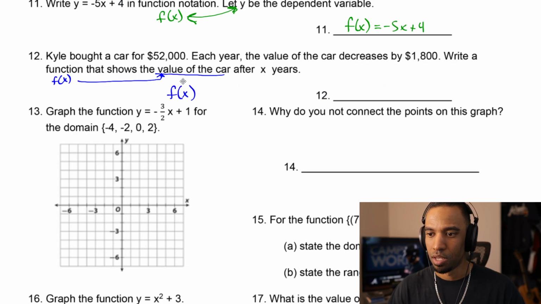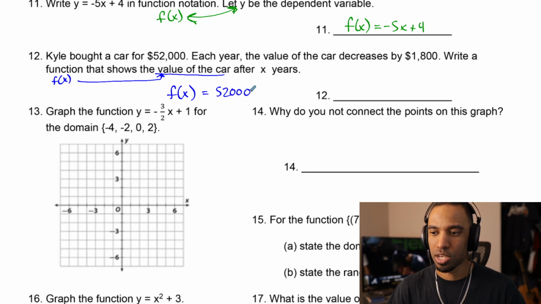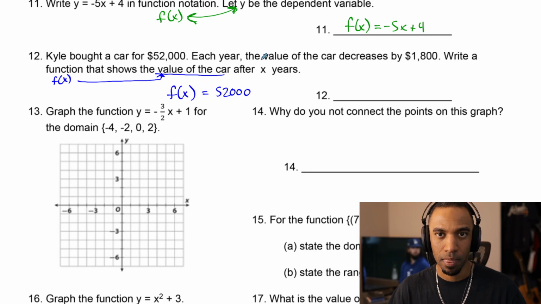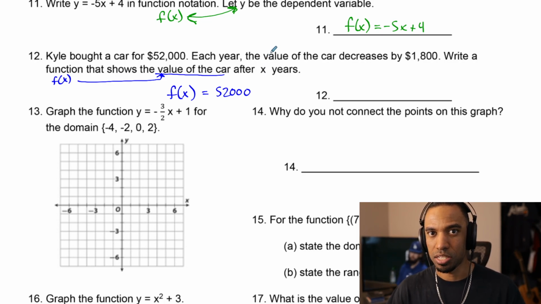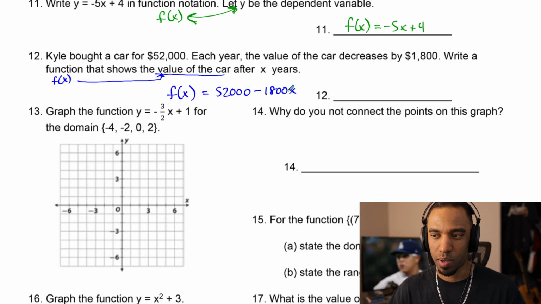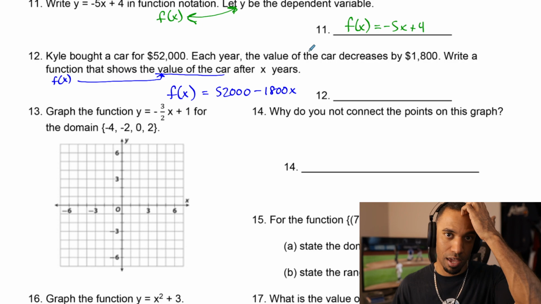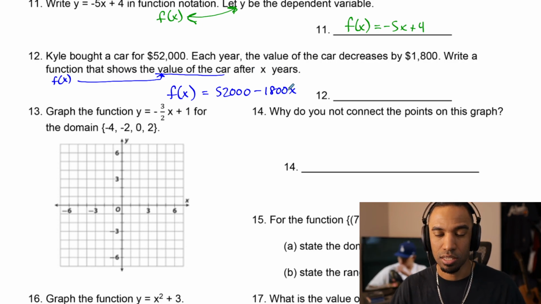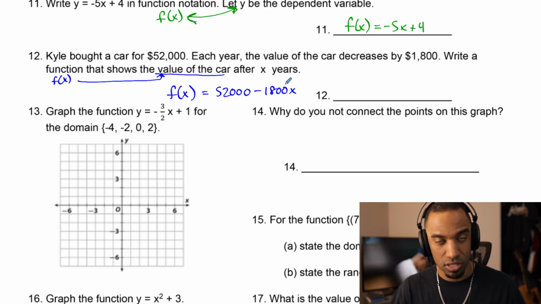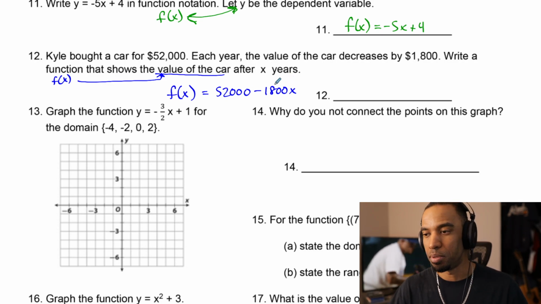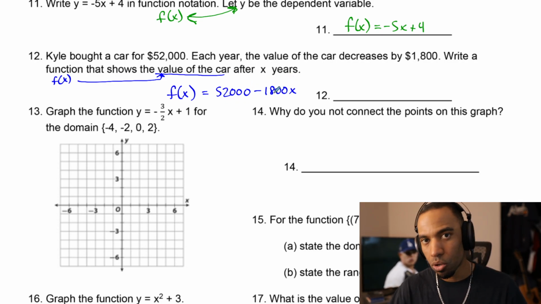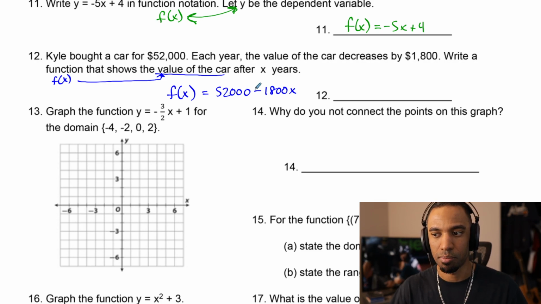The value of the car starts at $52,000, essentially at year 0 when he buys it. And then every year it loses $1,800 in value. So I subtract $1,800 every year that passes by. When you multiply 1,800 by the number of years, that shows you how much it has depreciated. If 10 years go by, 1,800 times 10 is 18,000. It would have lost $18,000 in value, and it would be $34,000 in value total because you put 10 in there. Same kind of thing.